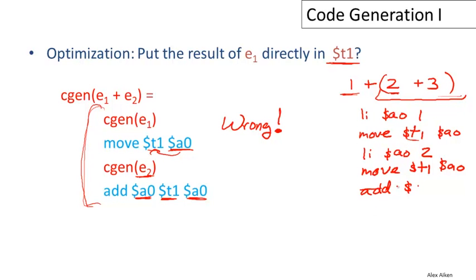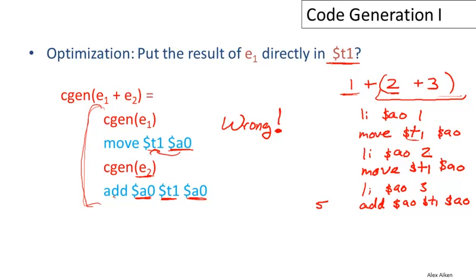And oops, I made a mistake. We're not going to do an add. Let me erase that. Forgot to generate code for the 3. So now we load the value of 3 into the accumulator. And now we can do the add. Now comes the add. And so we do A0, T1, A0. And when you execute this, what do you get? You get 2 plus 3, which is 5, and that's fine.